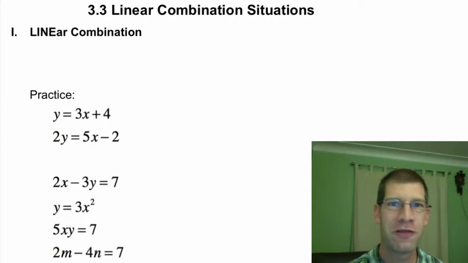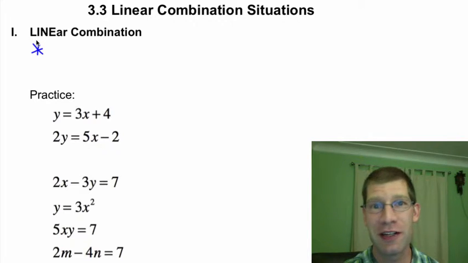Hi, we're doing the notes for Chapter 3, Section 3 on linear combination situations. And a couple things we want to go through in today's notes. First thing is just talk about what is linear combination.